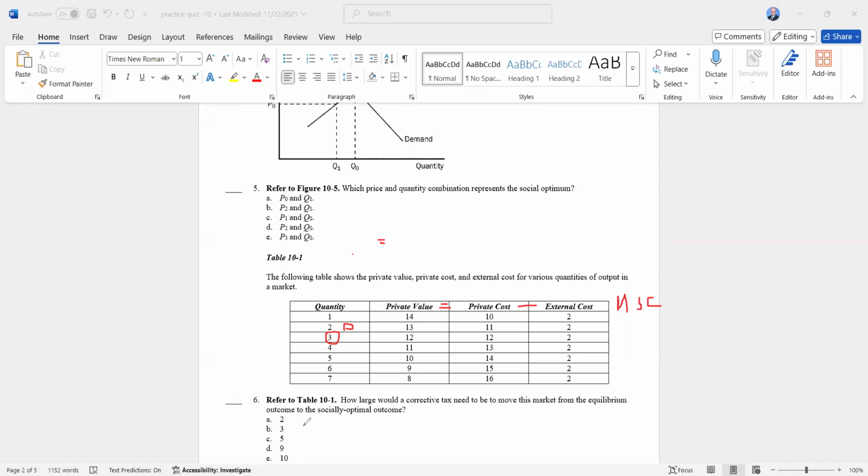Now, I gave you some other things they could ask. They could ask, what is the market quantity? That again would be 12 equals 12, private value equals private cost. They could ask, what is the optimal? That's private value equals private cost plus external cost, and that would be 13 equals 11 plus 2. They could ask what type of externality. It's negative because we have an external cost, and that would make it a negative externality.